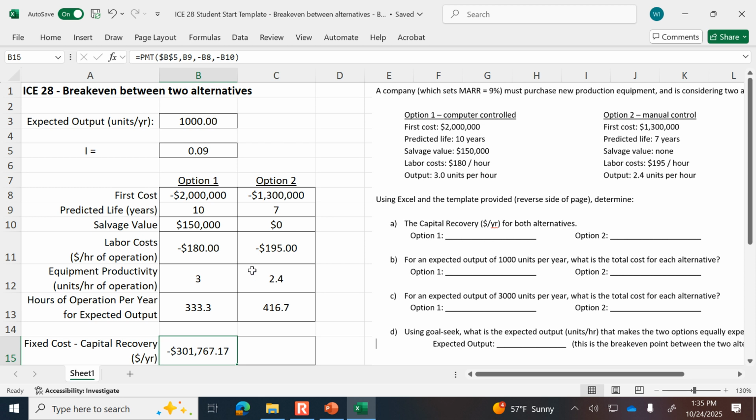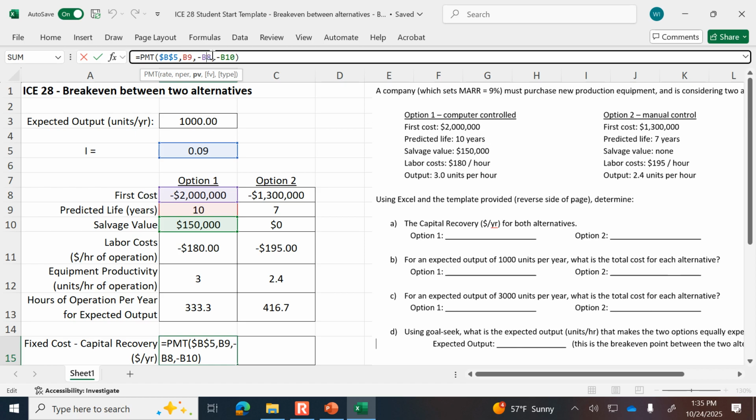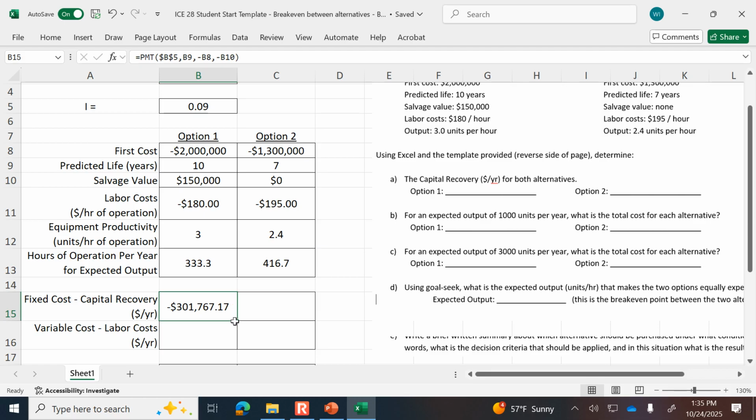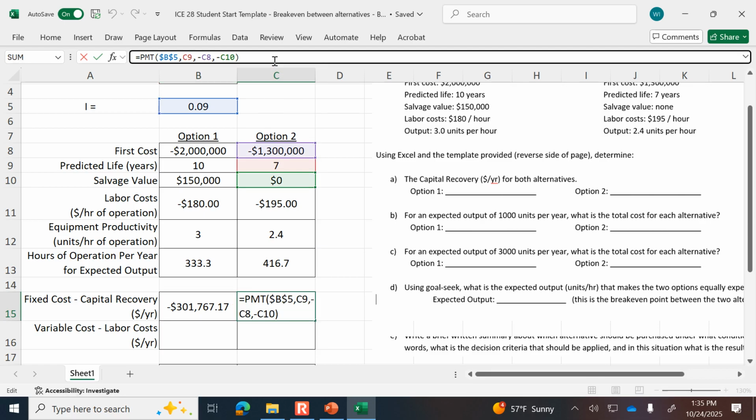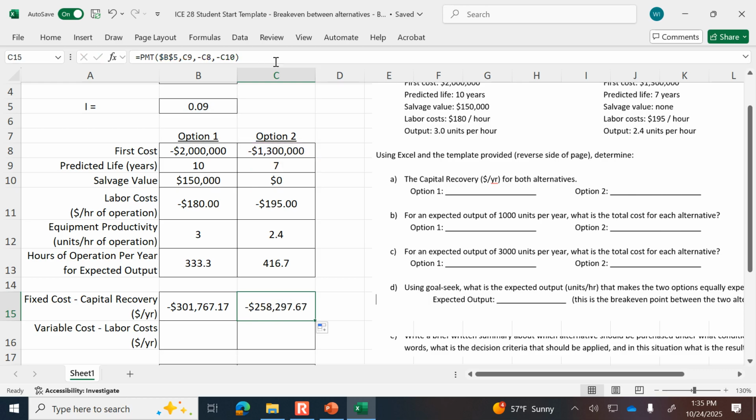All right, and I think I can drag this formula sideways and have it applied to option 2, because the reference to the I value is anchored, but then everything else will be relative. If I just drag that formula to the side, then it'll do the same thing for option 2. So option 2 has a lower capital recovery just because it's so much cheaper.